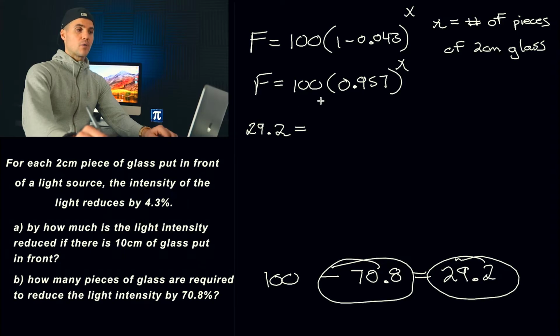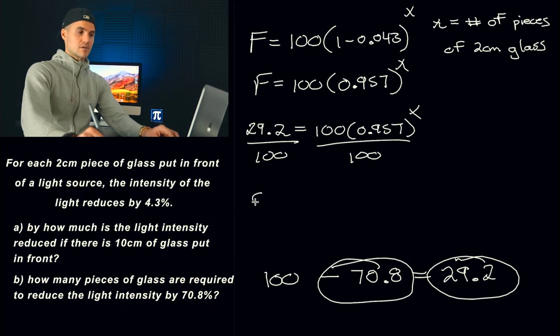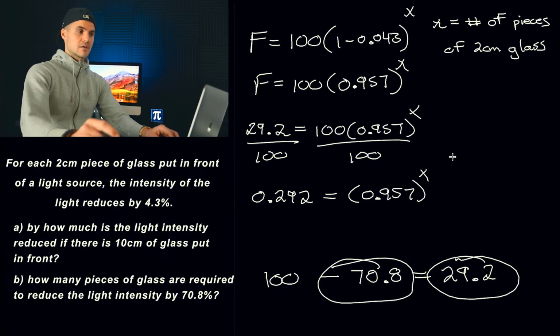So we have to find out how many pieces of glass are going to be required. We're going to solve for X to go from a light source at 100% to it having an intensity of 29.2%, or it reducing the light intensity by 70.8. So you got to read these super carefully. And now what we do is we just solve for X. We want to divide both sides by 100. So this would give us 0.292, and then this is going to be 0.957 to the power of X.